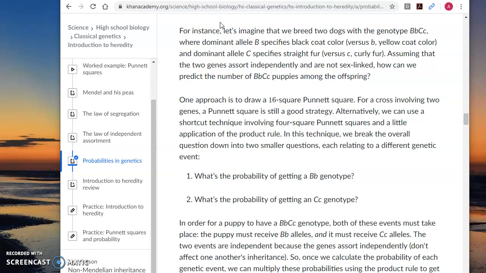So the first thing we could do is draw a Punnett square with 16 boxes, but that's a lot of repetition in my opinion. So what we would actually do to figure this out mathematically is to break this down into 2 questions and then look at those. The first question is, what is the probability of getting the heterozygous genotype for gene B? And the second question would be, what is the probability of getting the heterozygous genotype for gene C?